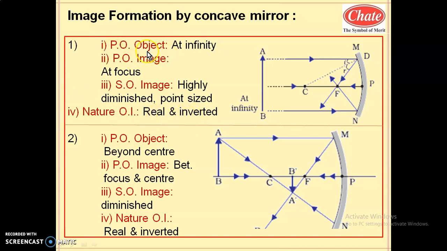So this is the first case of image formation by a concave mirror. When the object is at infinity, its image is at the focus.